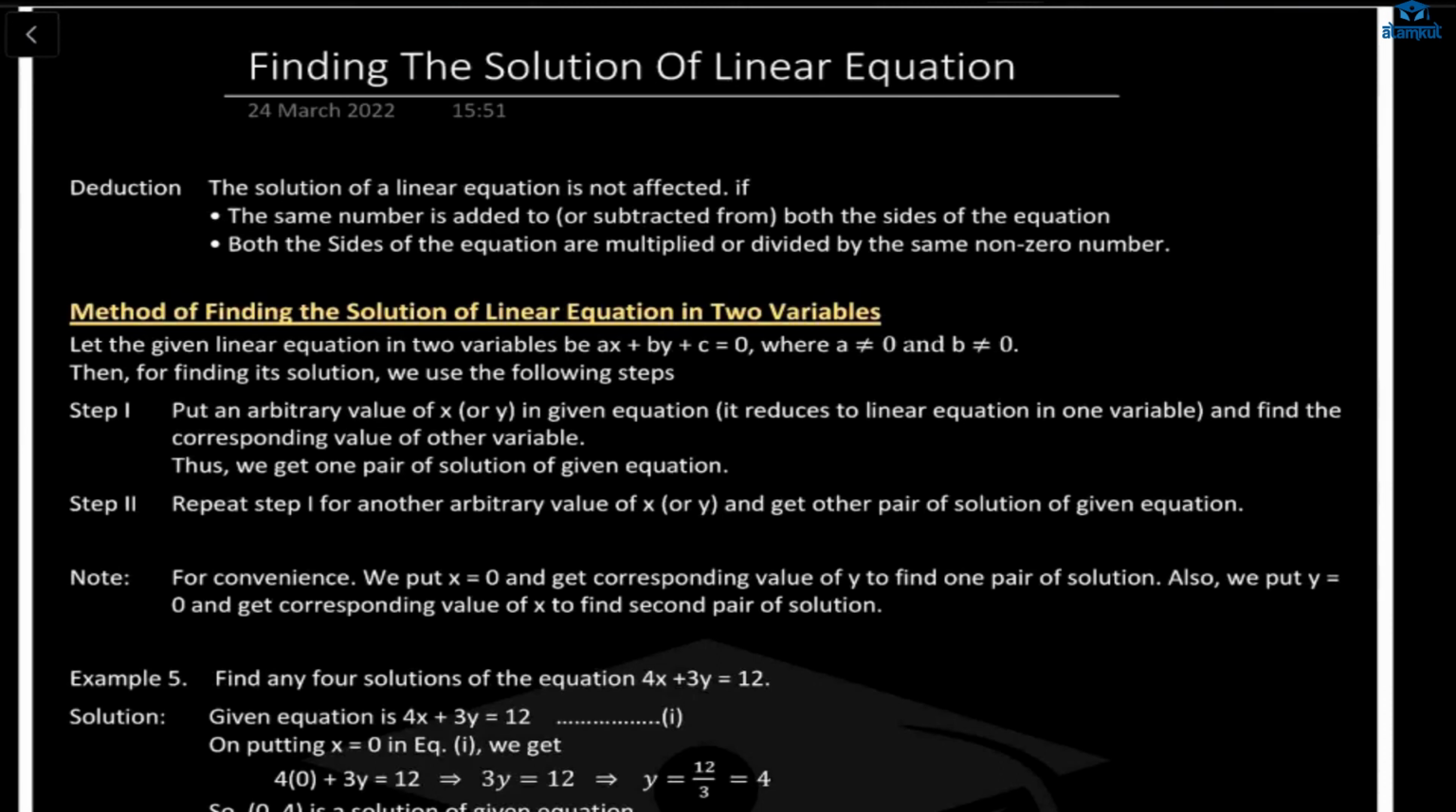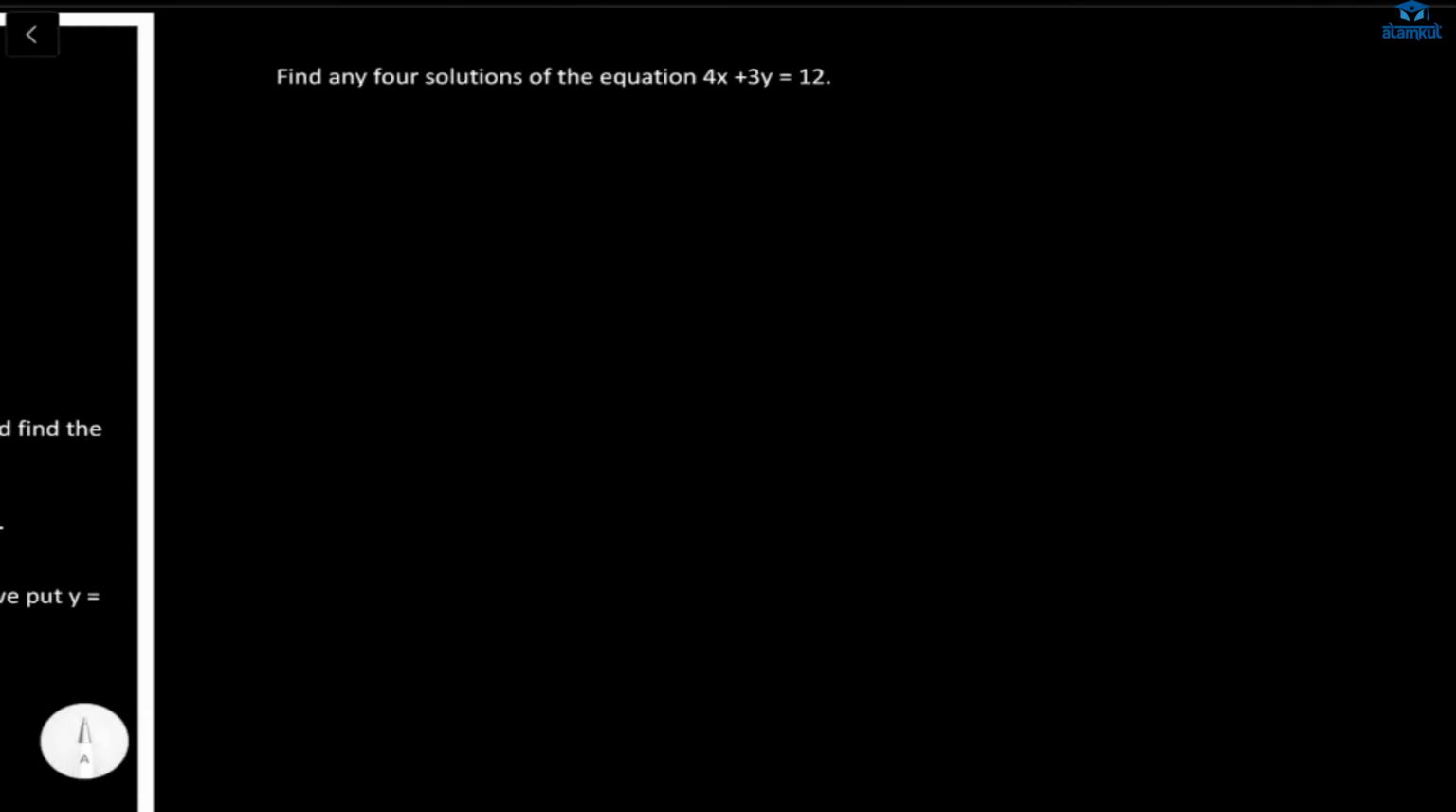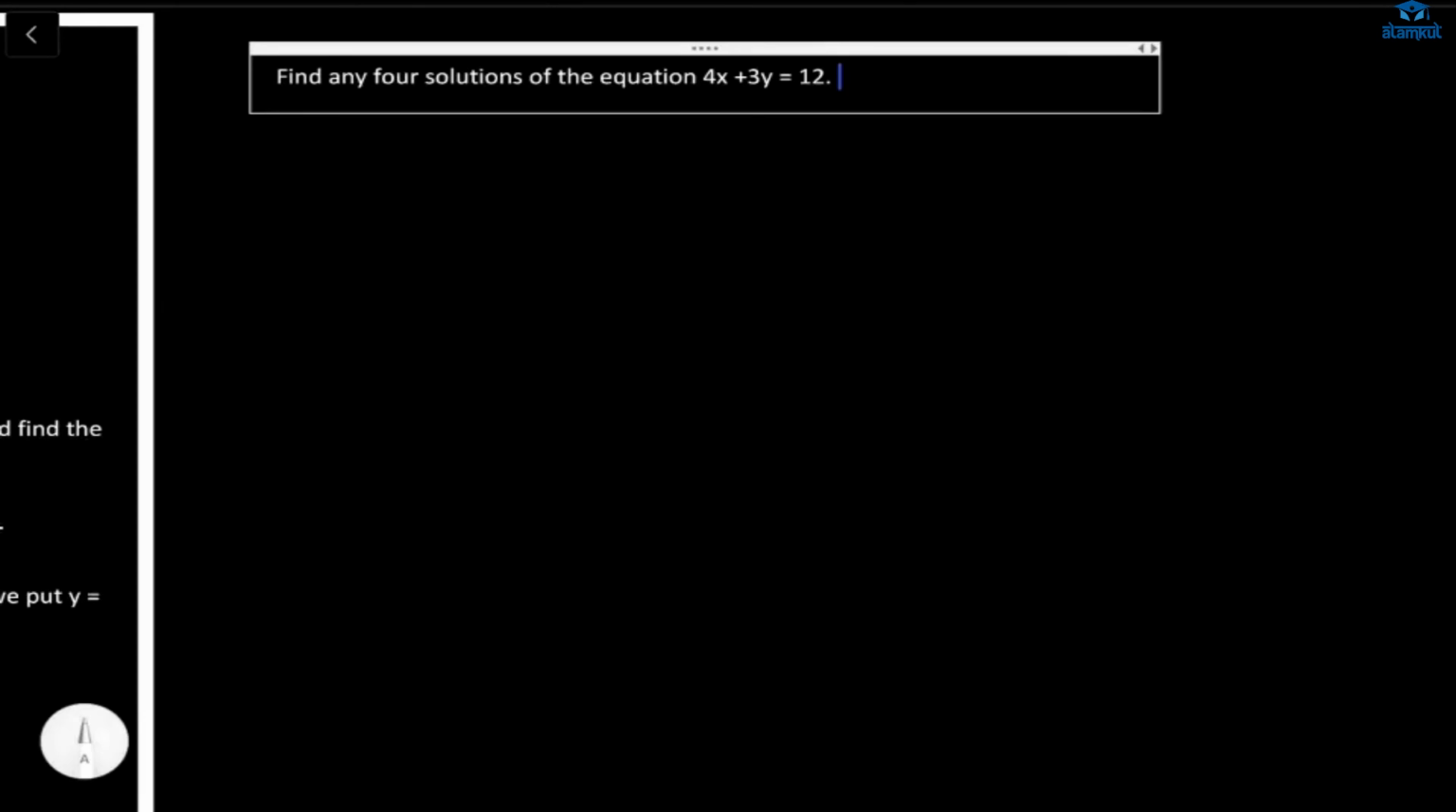Now let's see one example here. Generally, whenever we plot the points, the first value of x that we use is x equal to 0, and we find the corresponding y. After that x equal to 1 and its corresponding y, depending on the question also. Now here in example number 5, your equation is 4x plus 3y is equal to 12. Find any 4 solutions of the equation. 4 solutions you have to find out.